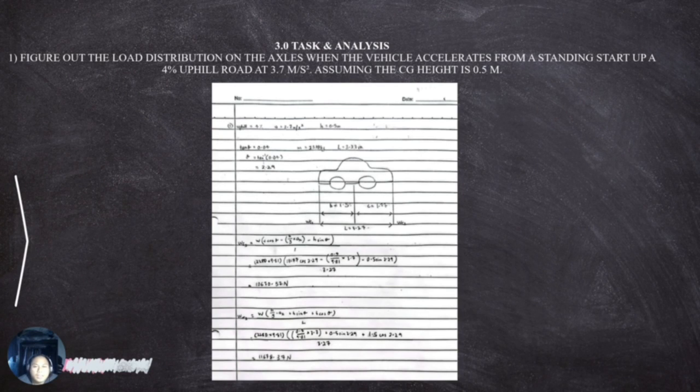Test and analysis. Figure out the load distribution on the axle with the vehicle accelerating from standing start up an uphill route at 3.7 meters per second squared, assuming the CG height is 0.5 meter. That's all from me. Thank you.